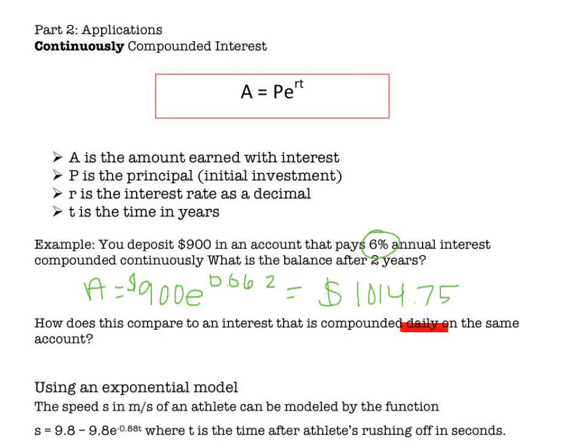So this is just like in the last section. We were looking at interest that was compounded every day versus every month versus just once a year. And they were all close, but the more often that the interest was compounded, the higher the balance was in the account at the end.